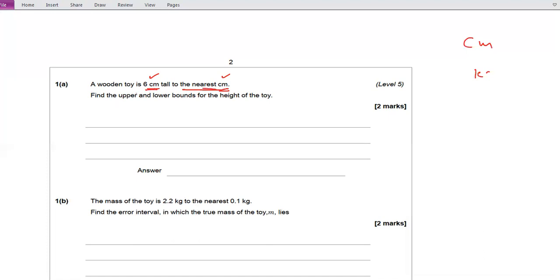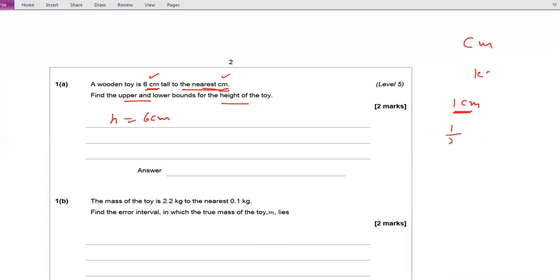Like a wooden toy is 6 centimeter tall to the nearest centimeter. What is degree of accuracy? Degree of accuracy is 1 centimeter. Now you have to find the upper and lower bound for the height of the toy. Now what is height? Height is 6 centimeter. Now what is degree of accuracy? 1 centimeter. Now what we have to do for upper bound and lower bound?